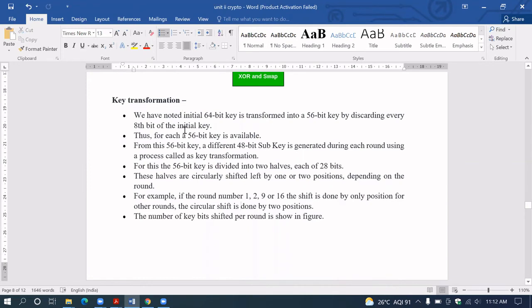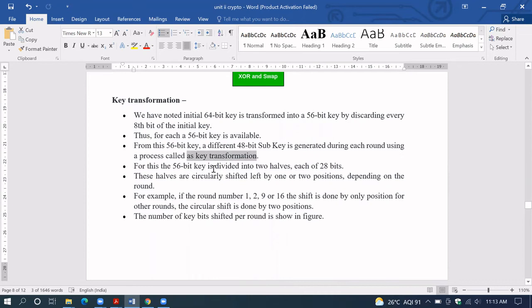Key transformation: we have initially a 64-bit key, which is transformed into a 56-bit key by discarding every 8th bit of the initial key. That is what we have seen. And the output is we are obtaining a 56-bit key. From that 56-bit key, different 48-bit subkeys are generated during each round using a process called key transformation.